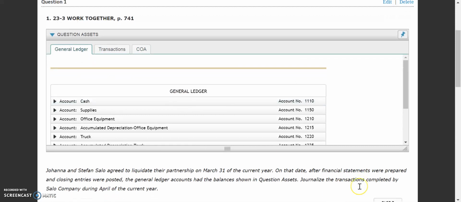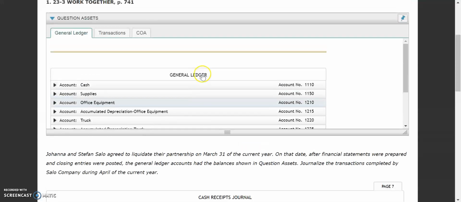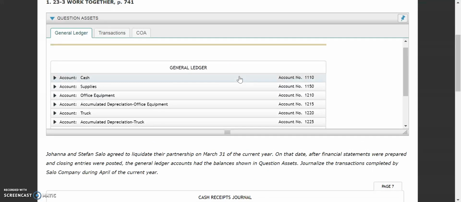So, what we need to do here is read our instructions, which say Joanna and Stefan Salo agreed to liquidate their partnership on March 31st of the current year. On that date, after financial statements were prepared and closing entries were posted, the general ledger accounts have the balances that are shown in our question assets, right here with our general ledger. We want to journalize the transactions completed by Salo Company during April of that current year. So, Joanna and Stefan have decided that they're going to liquidate their partnership.